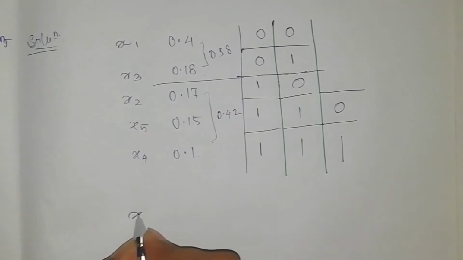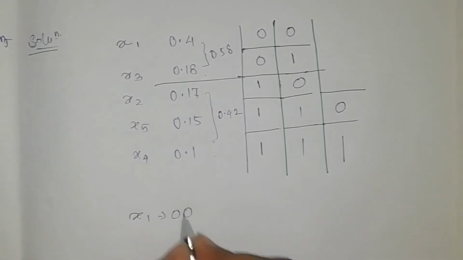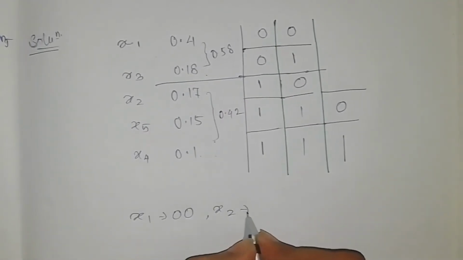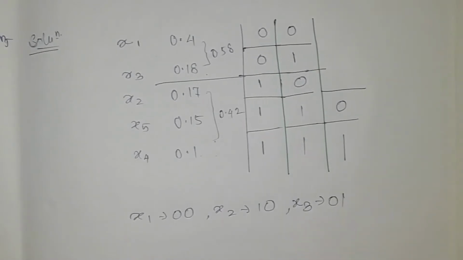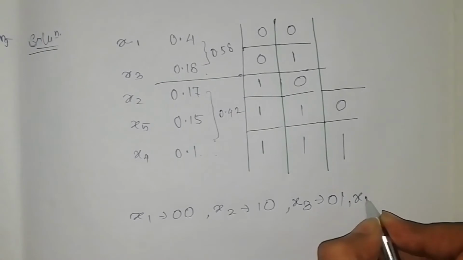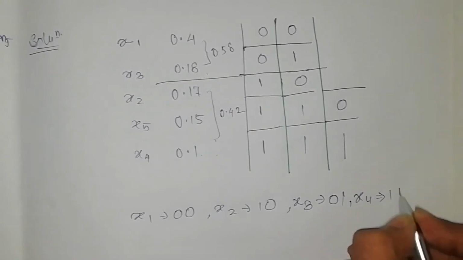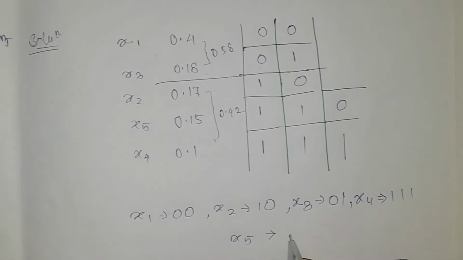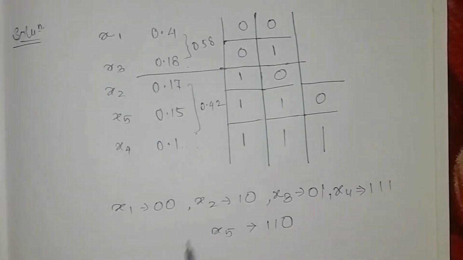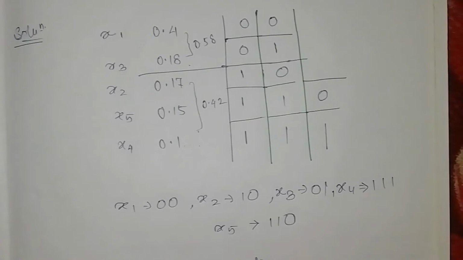So the final codes are x1 equal to 00, x2 equal to 10, x3 is equal to 01, x4 is equal to 111 and x5 is equal to 110. So this is the required Shannon coding for the given DMS X.